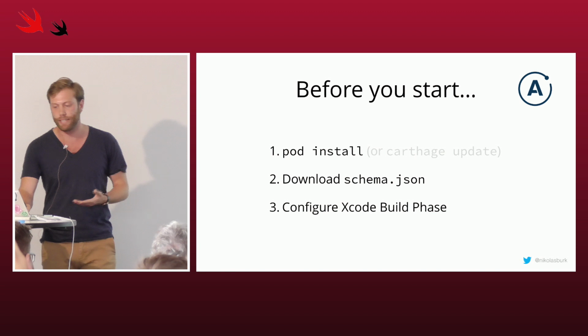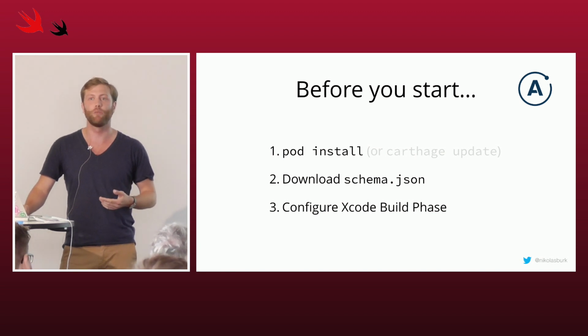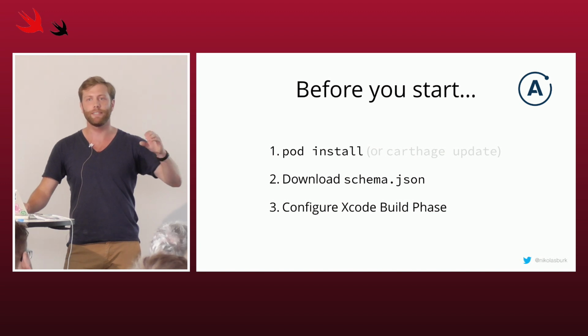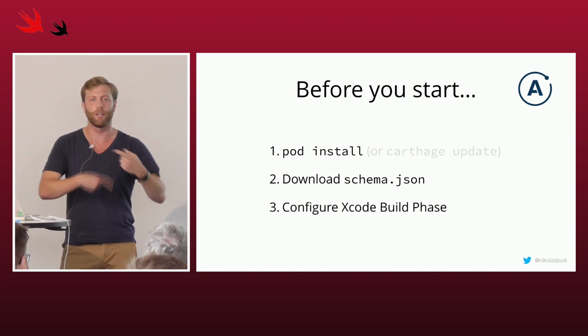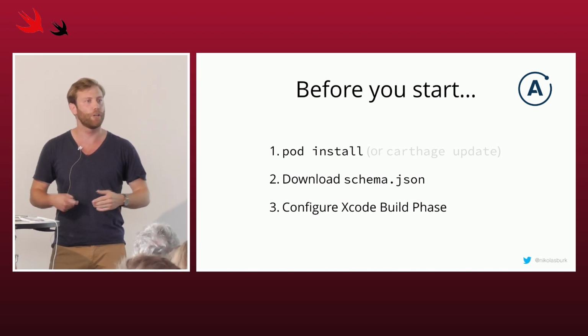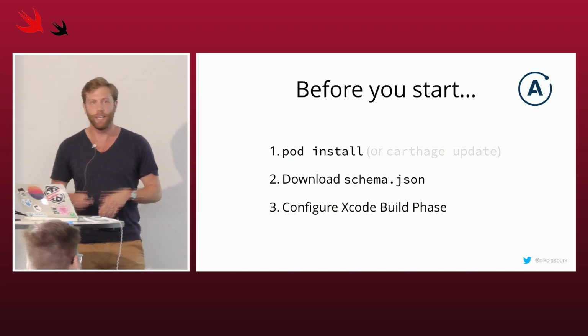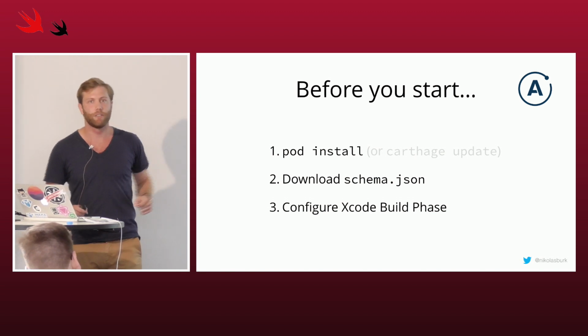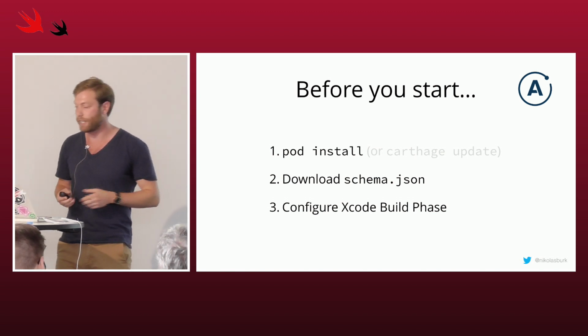And the third thing is that you have to configure an Xcode build phase where you set up the static type generation. So inside that Xcode build phase, you invoke a tool that is going to look at all your GraphQL queries and generate the corresponding Swift types for you. In the example that I'm going to show right now, I have already done these three steps, so we can start by writing the code immediately.